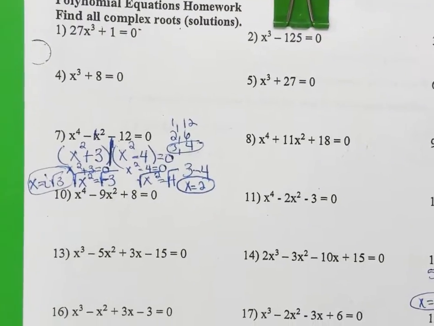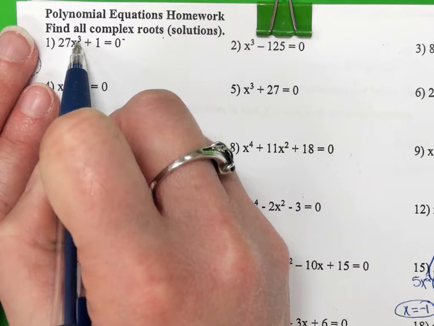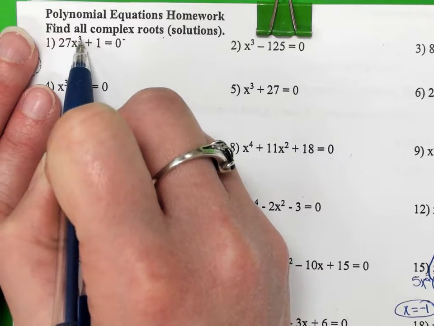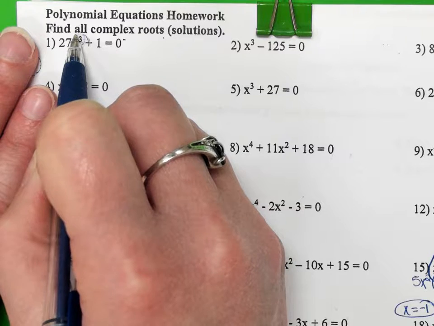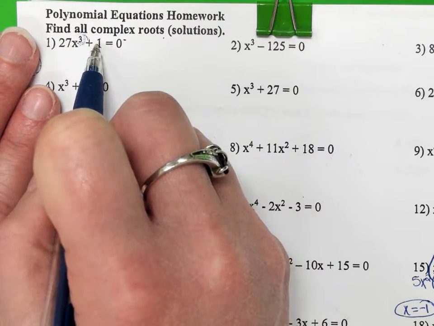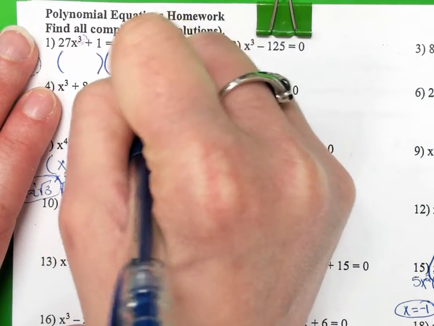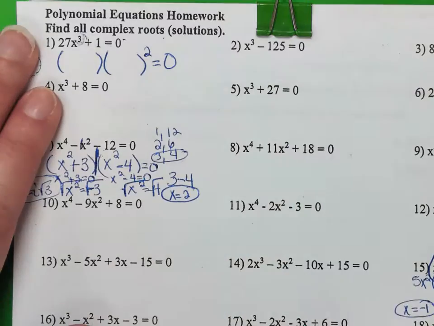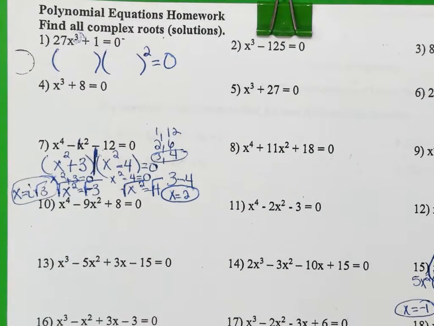Number 1. Okay, so remember, look at this exponent right here. What's the exponent? A cube. Okay, if you have a cube and it's 2 terms, that was this thing. Remember that? All right, take your handy dandy calculator.